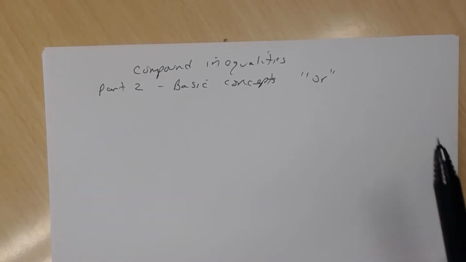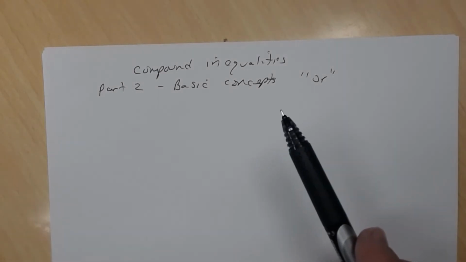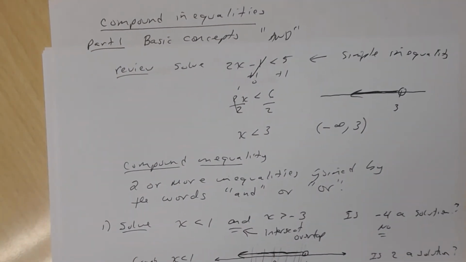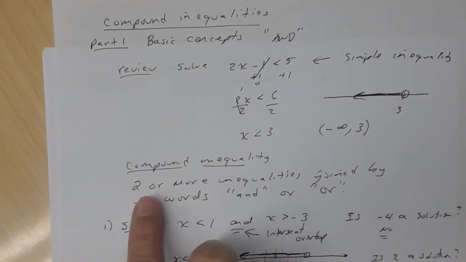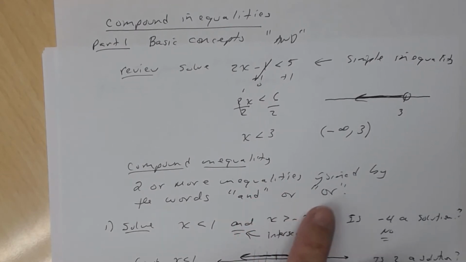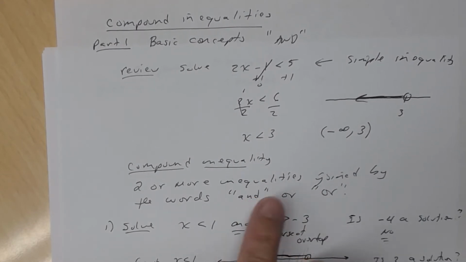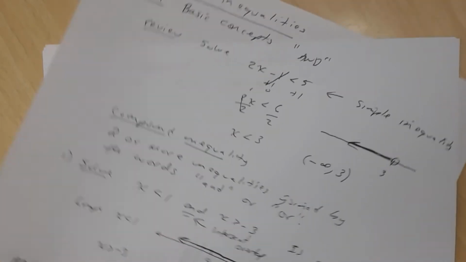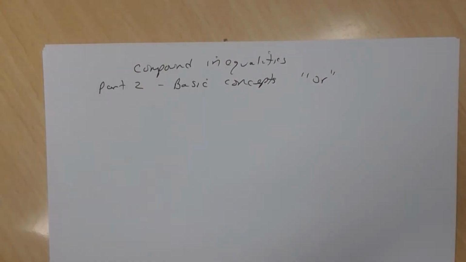All right, so remember, a compound inequality is where you have two or more inequalities, and in your course, we're going to be dealing with two inequalities that are joined by the word "and" or "or". In part 1, we talked about "and". In part 2, we're going to talk about "or". All right, so let's look at this first example.